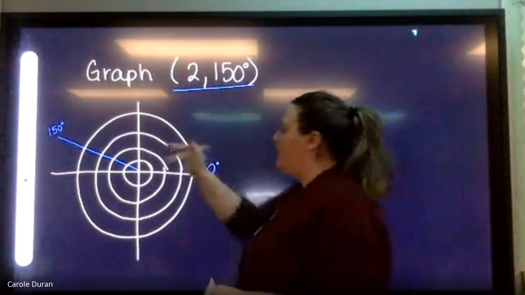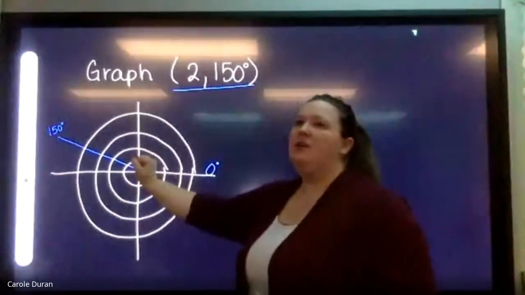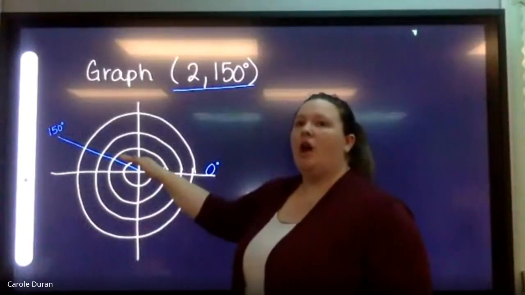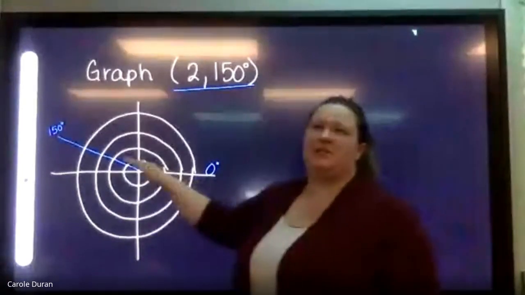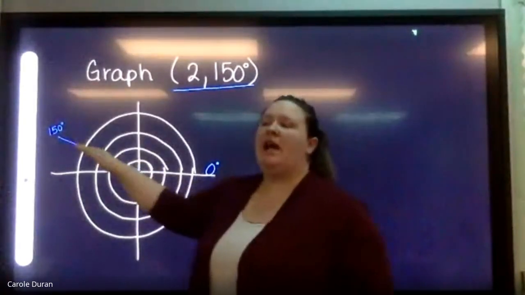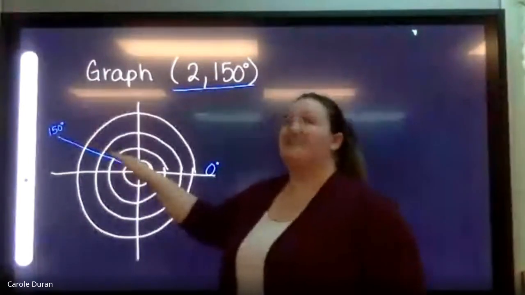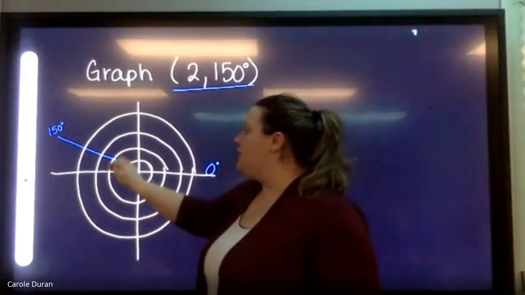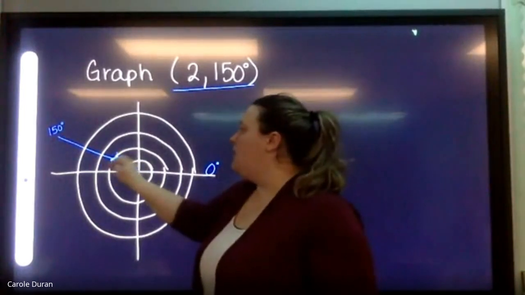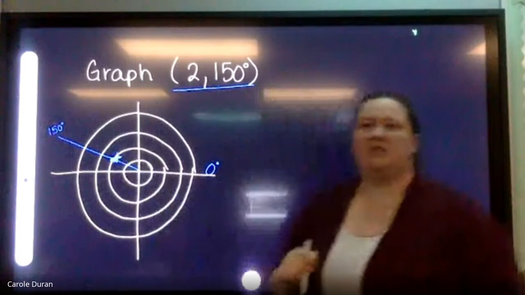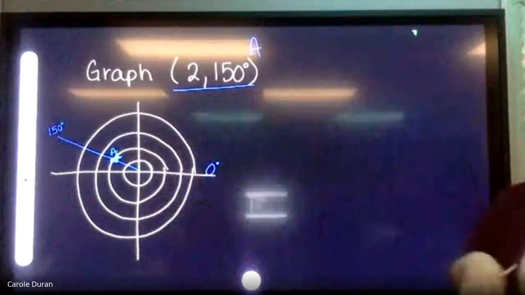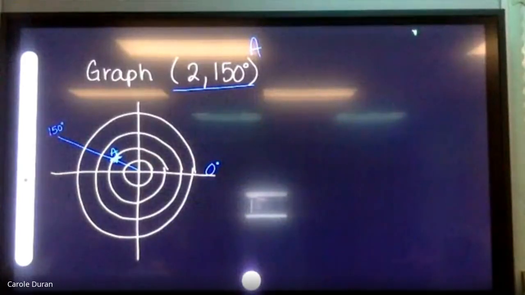So now I'm going to pretend that I'm a person standing right here at the pole. I'm going to turn and face that 150-degree angle. Along this angle, am I walking forwards or backwards to get to a distance of 2? Forward. How did you know that? Because r is positive. So from this pole, (0, 0), I'm going to walk 2 units along that angle of 150 degrees. We're going to call that point A. So I have now put point A on my polar coordinate system. Great. Does that make sense? Yeah.